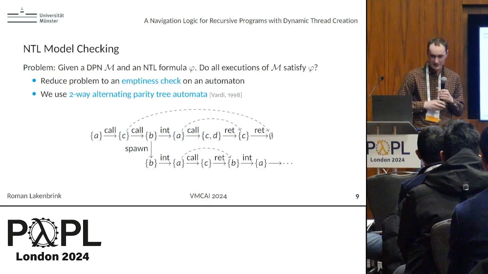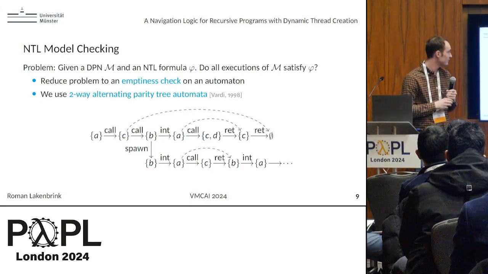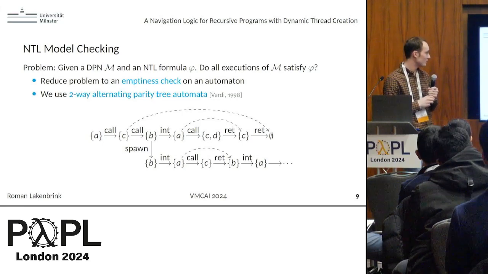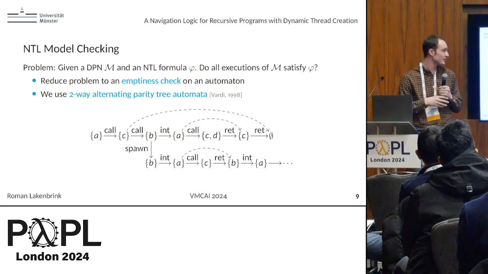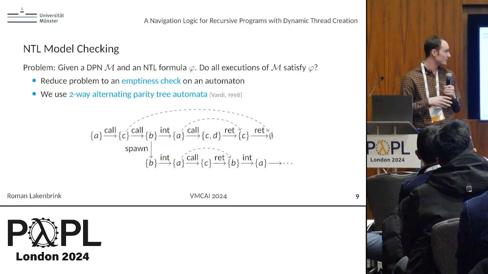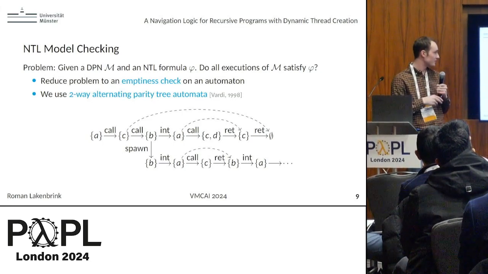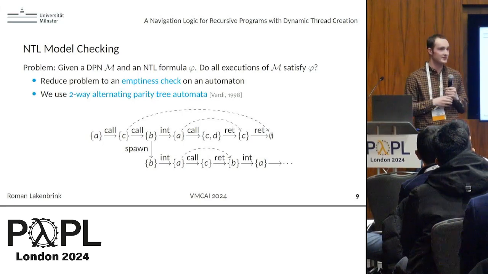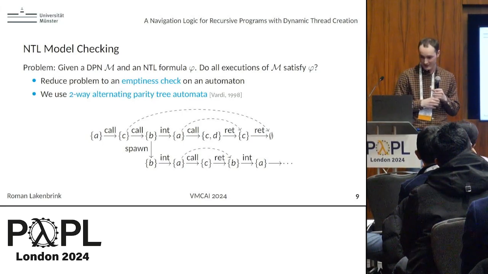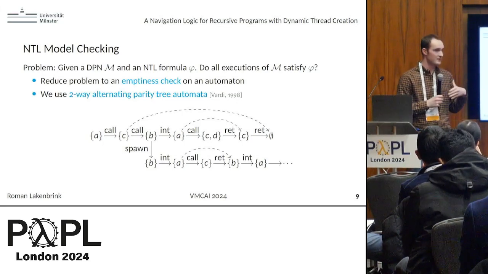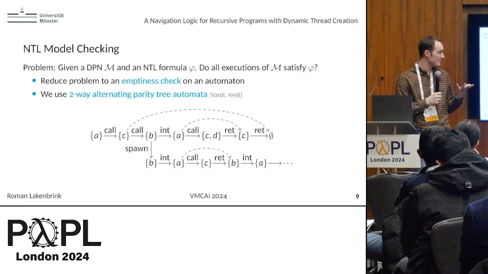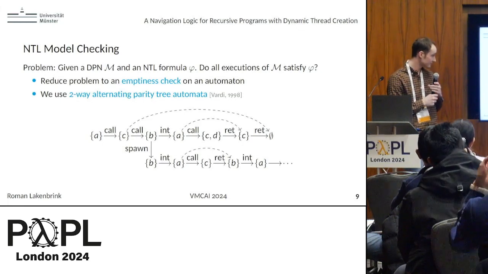Okay, so now that we've seen some examples, let's take a brief look at the corresponding model checking problem. So in this case, this means we are given a dynamic pushdown network M and some NTL formula phi, and we want to verify whether all executions of M satisfy this formula phi. And we use an automaton-based approach to solve this problem. So at the end, we will reduce the whole problem to the emptiness check of a certain automaton.